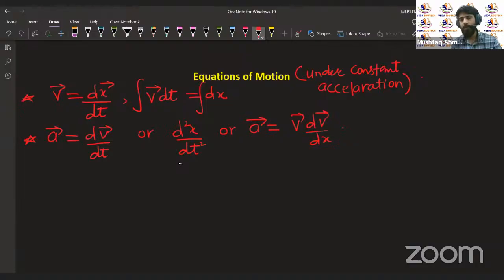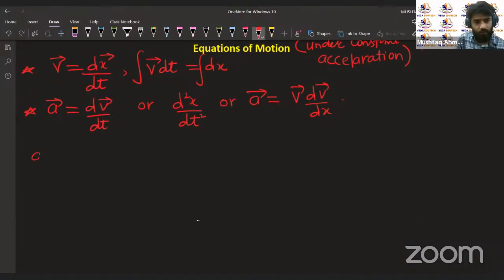The important point for all these equations is that they are valid everywhere, even if the acceleration is not constant, they're still valid. But when we study the equations of motion, we'll be studying them only under a single condition: the acceleration should remain constant. If the acceleration of the system is not constant, then we cannot use those equations. So we'll be deriving all these equations with the assumption that the acceleration of the system is constant.